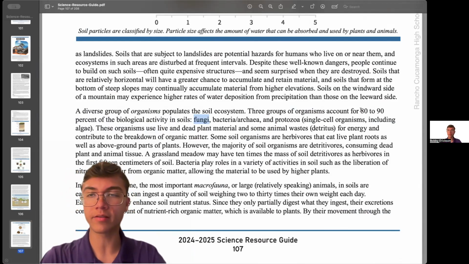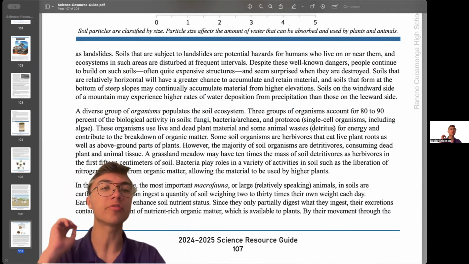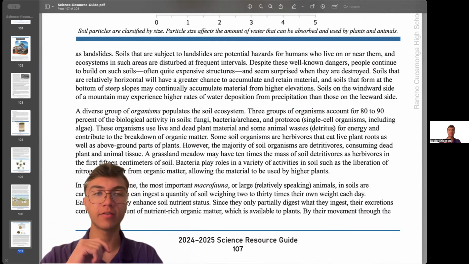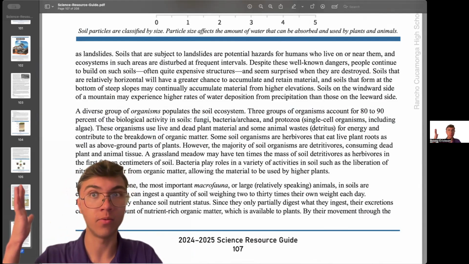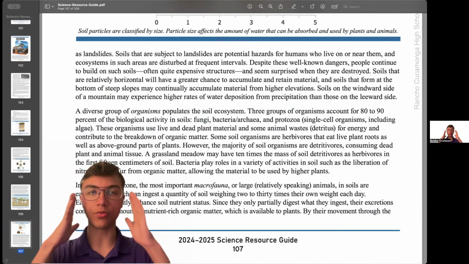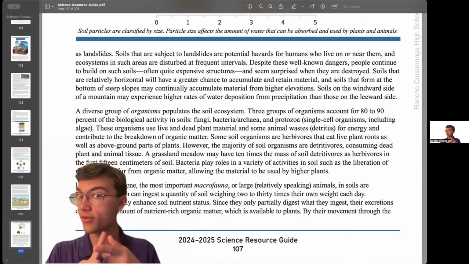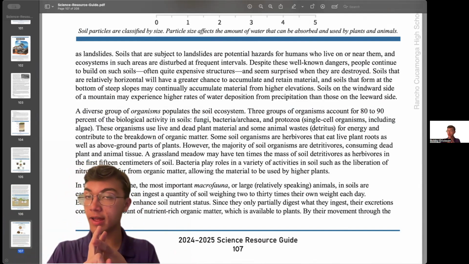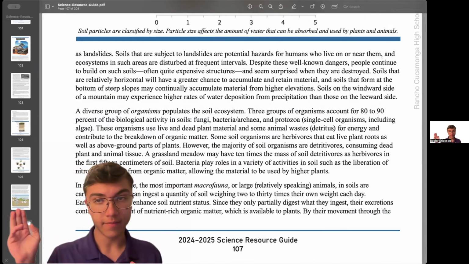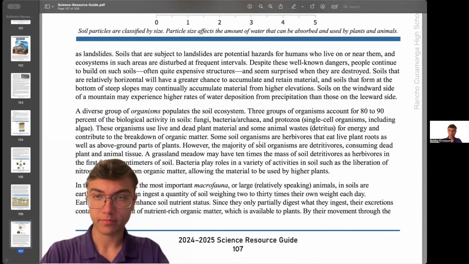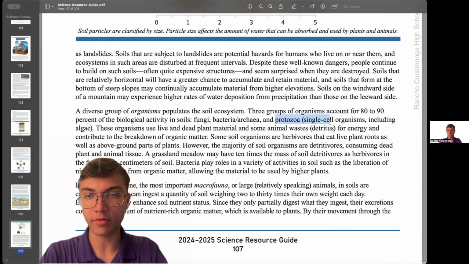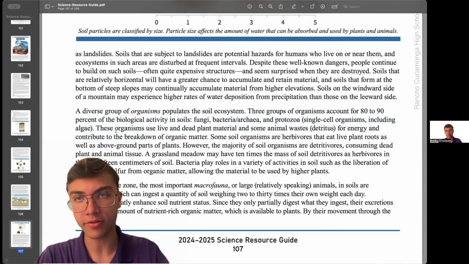And these organisms make up 80 to 90% of the biological activity in soils. So, if you're ever asked which ones make up the greatest amount of activity, it's gonna be fungi, it's gonna be bacteria slash archaea, and it's gonna be protozoa. Then we actually describe what protozoa are, which are single-celled organisms, including algae. So, yes, we know what protozoa are now.